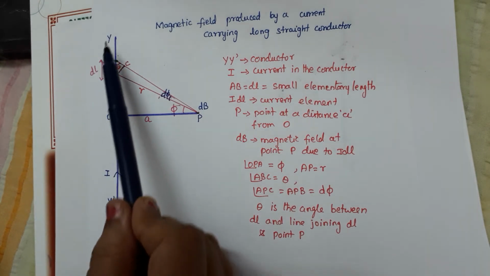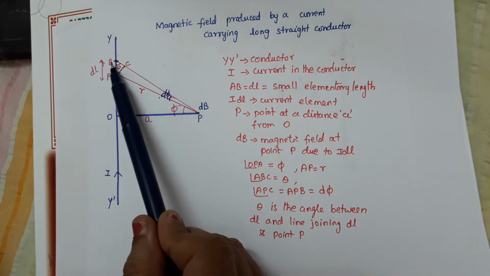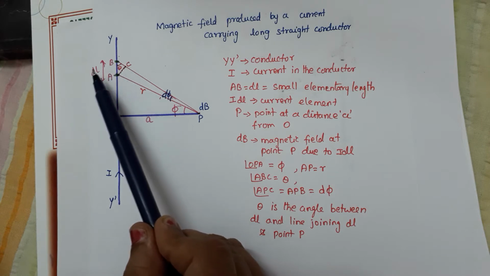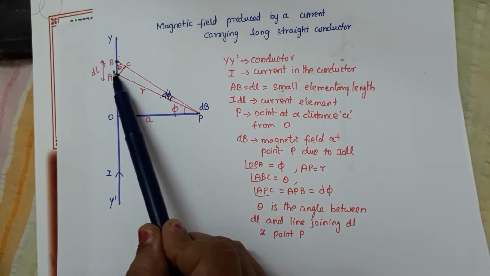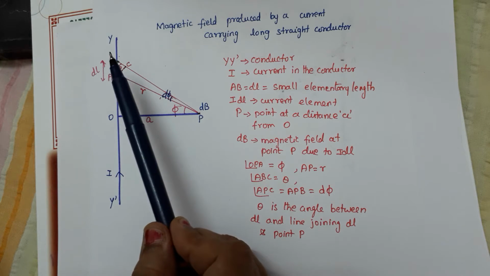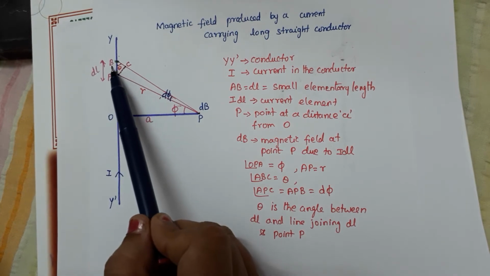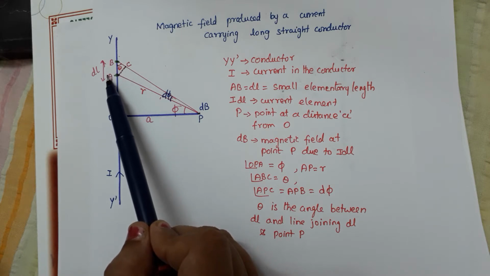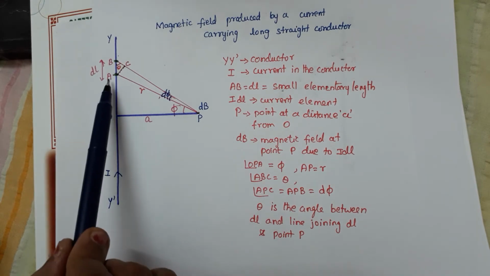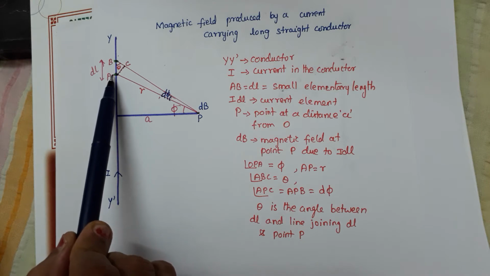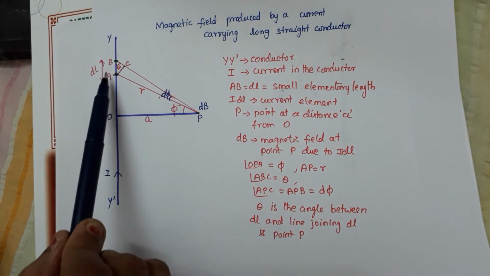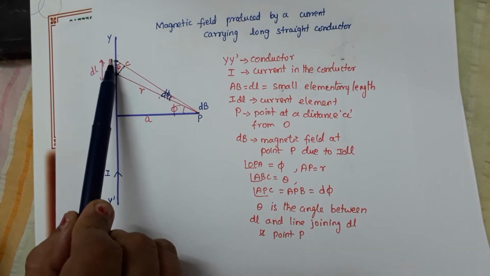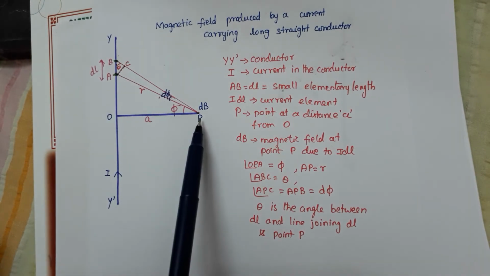Now in this long wire, you consider a very small portion of the wire, that is AB, equal to dL. This we call the elementary length, right? Now if you consider the current in this elementary length, you can say I dL is the current element. Now join the points A and P, that is AP line of length R. In the same way, join the points B and P, right?